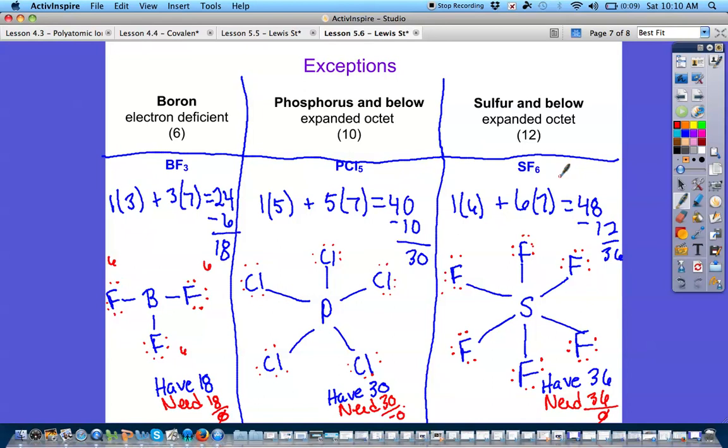That is it for our multiple bonds, exceptions, and resonance. You have practice on page 16 in your packet, practice Q. Go ahead and work through that. You will have a quiz next time over Lewis structures, so make sure that you're ready for that.